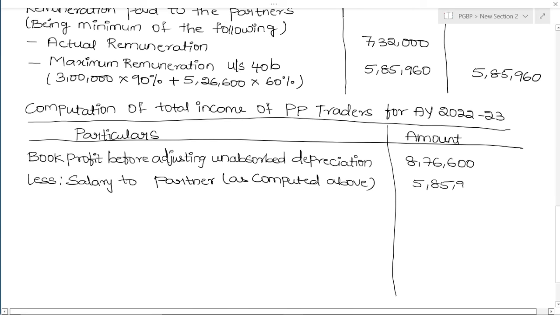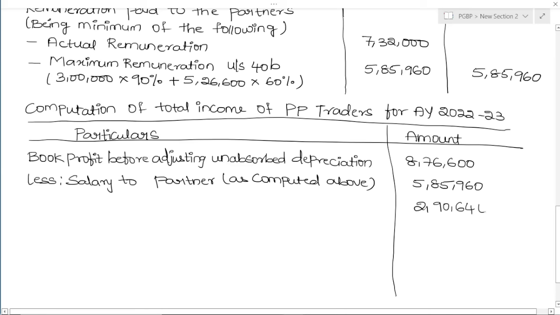Now we have 8,76,600, our income before remuneration and before unabsorbed depreciation, and we deducted 5,85,960 as remuneration as per section 40B. So what is the result? 2,90,640. Write down 2,90,640.